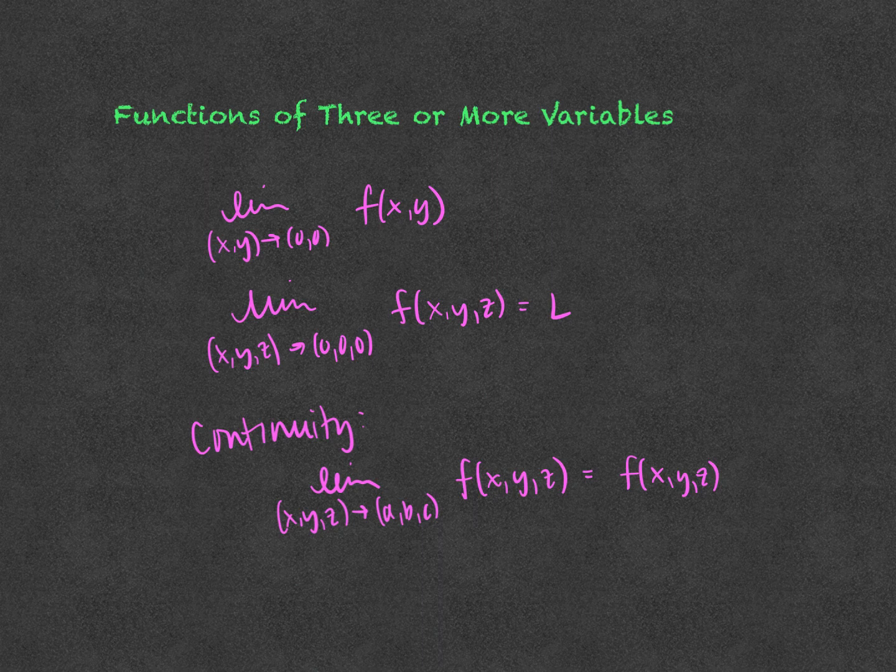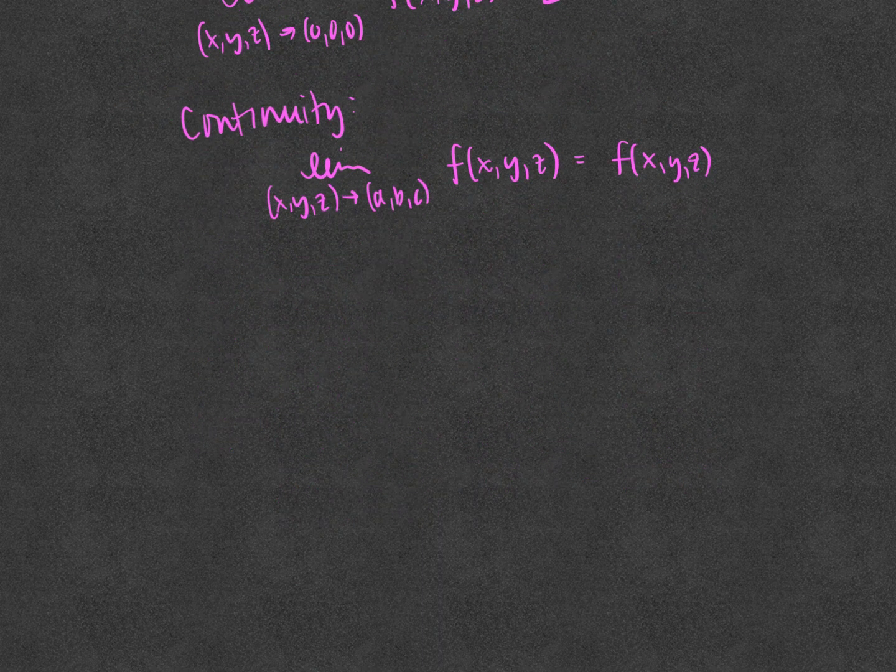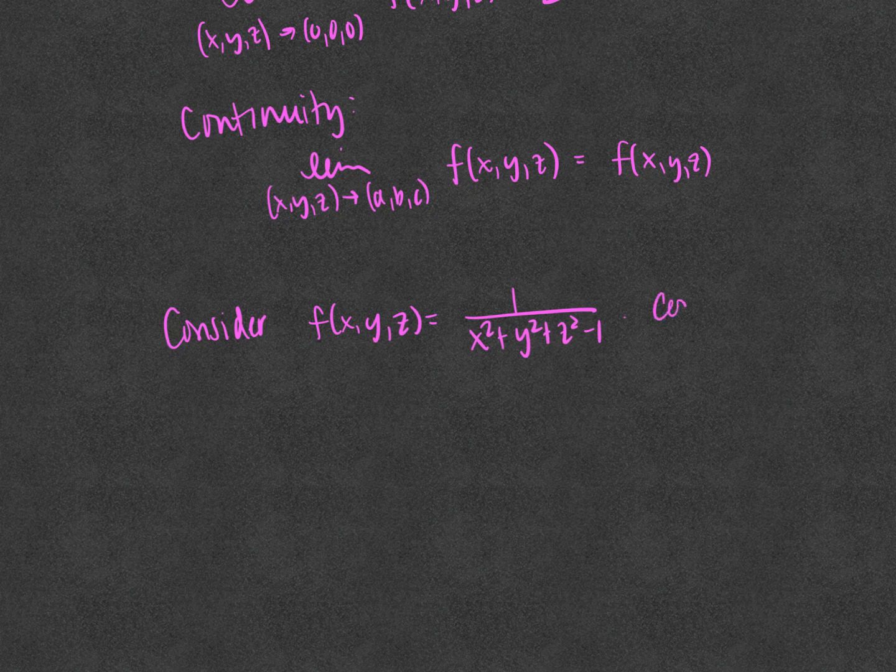An example that we could look at here is to consider the function f of x, y, z equals 1 over x squared plus y squared plus z squared minus 1. Now, the question is, where is it continuous? We know that the denominator cannot be equal to 0. So x squared plus y squared plus z squared cannot equal 1. That's where our graph would be discontinuous. So it's continuous at every other point in R3.